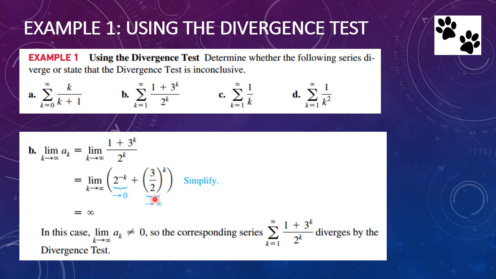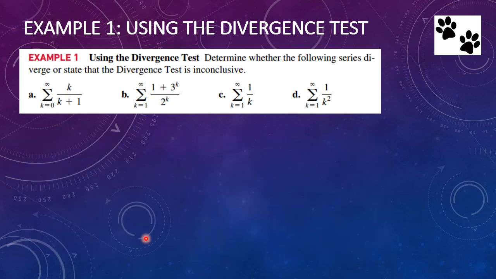3 halves is greater than 1, so as I raise this to an infinite power, it's getting larger and larger, so it's going to infinity, and infinity plus 0 is infinity. So again, since the limit doesn't equal 0, then we know immediately that this series diverges by the divergence test, okay? If the series converges, then this limit would equal 0, okay?